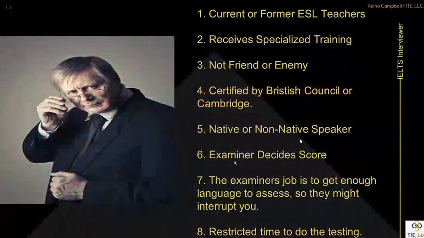A couple more things. I told you about the examiner's job, which is to get enough language to assess you, right? That's why they're going to interrupt you. And also that the time is restricted. The reason why the time is restricted is the British Council, Cambridge, they want to make sure that everybody is given equal time. You can't give one person 25, 30 minutes to talk and give somebody else 10 or 15 minutes to talk. Everybody is supposed to fit within the same time frame. So the time is limited.